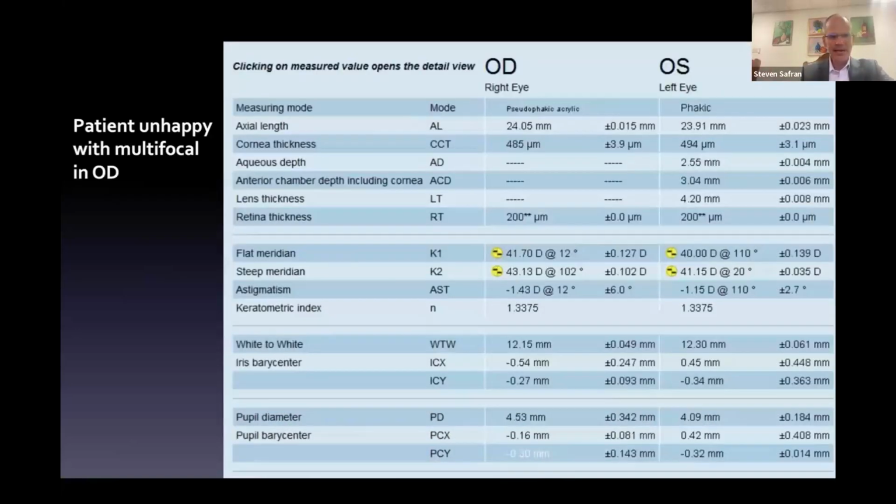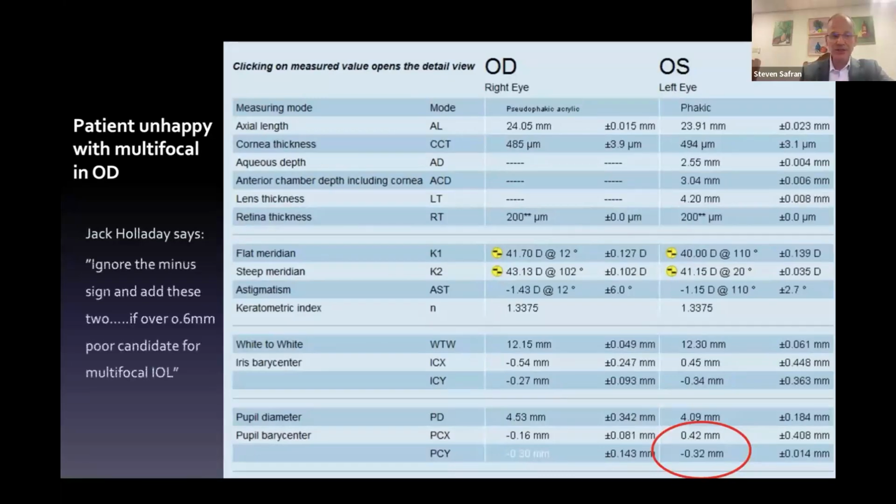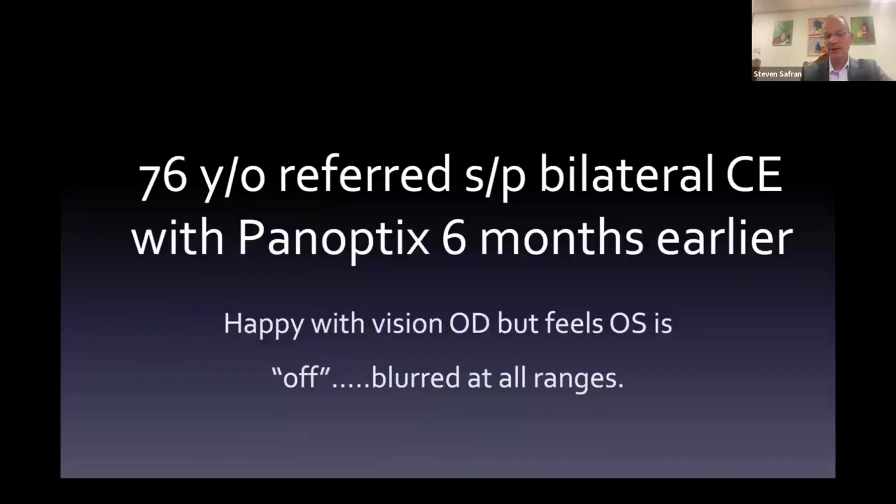So here's a typical patient, referred to me unhappy with a multifocal lens in their right eye. But the left eye hasn't had surgery, and if we look at the left eye and the pupil barycenter image, which is angle kappa, we see that both the X and Y numbers are high. Jack Holladay says that if you add these two numbers, ignore the signs, just add them up, and it's over 0.6 millimeters, this patient's a poor candidate for a multifocal lens. So just looking at the phakic eye might give me some insight as to why the patient's unhappy with the multifocal lens in the right eye.